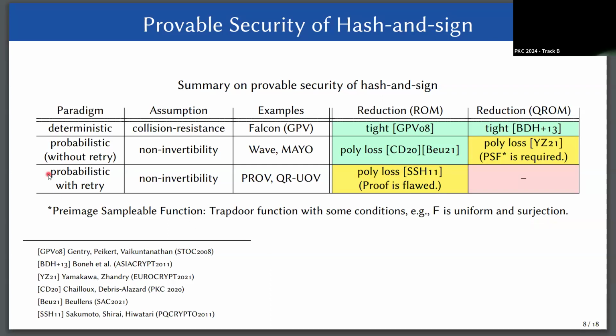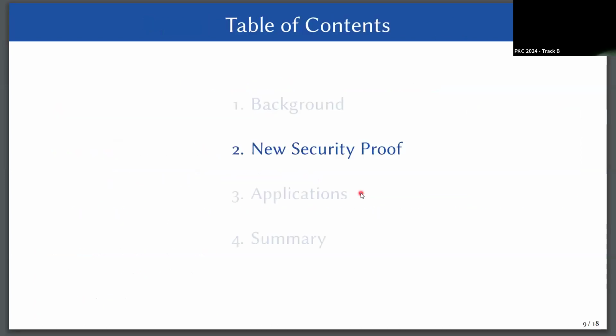As for the probabilistic Hash&Sign with retry, we have a reduction only in the ROM, proposed by Sakamoto et al. However, their proof is flawed. There was a mistake in the security proof. So currently, before my study, the probabilistic Hash&Sign with retry is not proven secure at all. So, ladies and gentlemen, I'd like to introduce our new security proof.